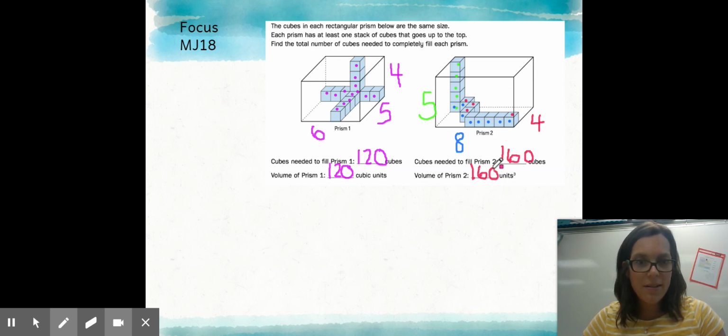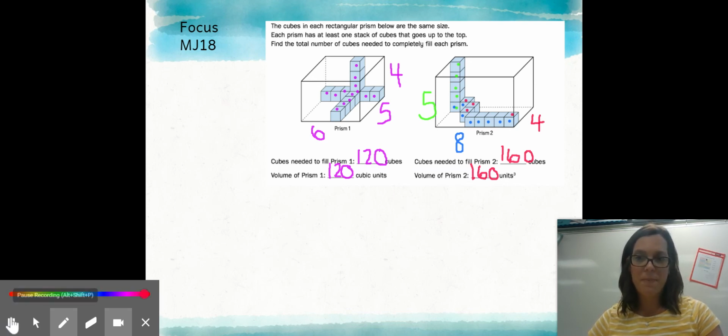which is correct. Okay, so I can't tell you enough, fifth grade, how hard these problems can be, because you have to really imagine these cubes pushed across the prism to help you figure out your dimensions in order to count your cubes.